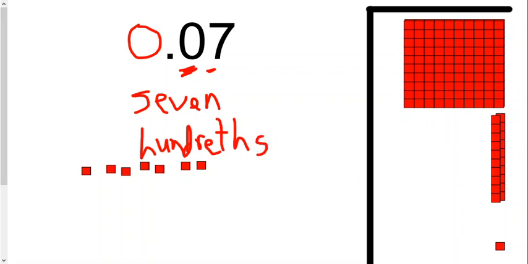But that is a general overview of how we would name decimals and an understanding of how they relate to our base 10 numbering system and also to our understanding of fractions.